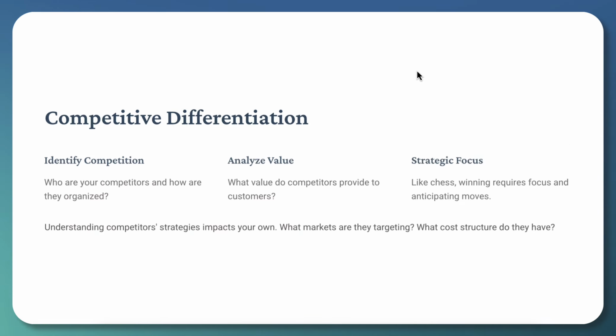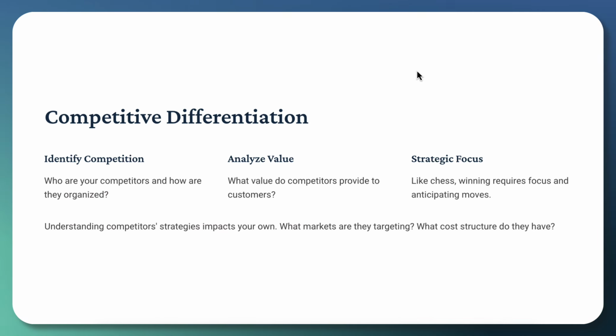Again, knowing the competition, you have to understand your competitor strategies because they're going to impact your business: what markets are they targeting and what cost structure do they have. So again, who are your competitors and how are they organized? Again, I ask you, look at your top 3 competitors and what do they do? What value do the competitors provide to their customers? So when you're looking at your 3 main competitors, what do they provide to their customers?